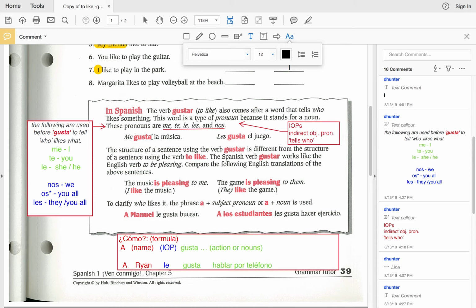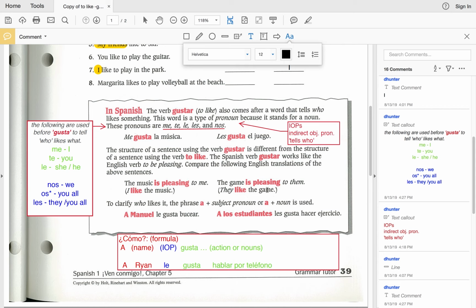Okay. In this case, we see me gusta, I like, y cuál es la música. ¿Qué significa la música? Obviously, it's the music, so me gusta la música, I like the music, as we see here below. Les gusta el juego. Les would be they like, el juego would be the game, so they like the game.